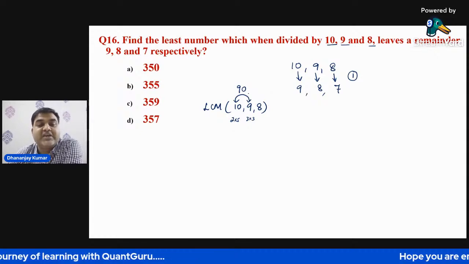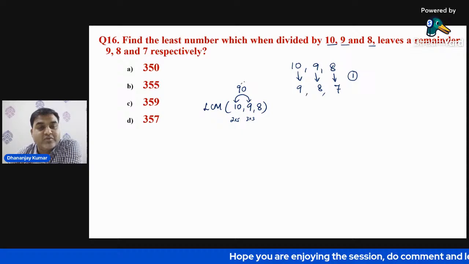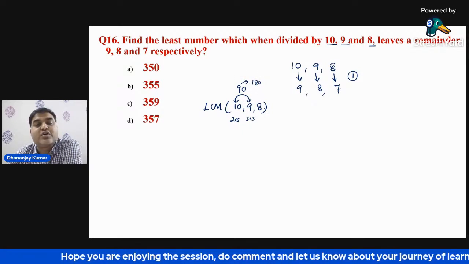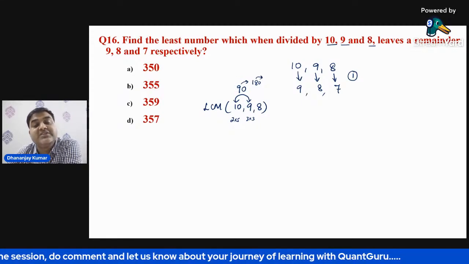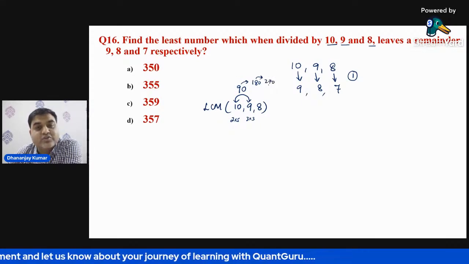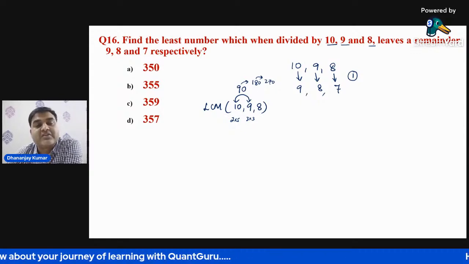And if you see 8, so 8 cannot divide 90 completely, so we will have to go to the next number. 90 into 2 is 180, which again does not look like 8 can divide. So go for the third number, which is 3 times 90, 270. Again 270 cannot be divided, 8 cannot divide.